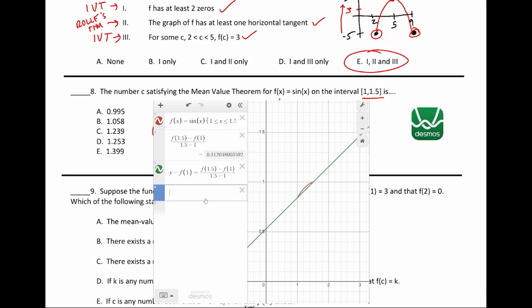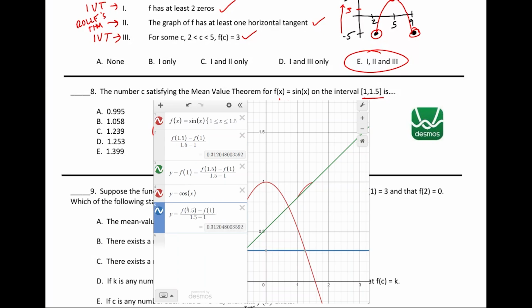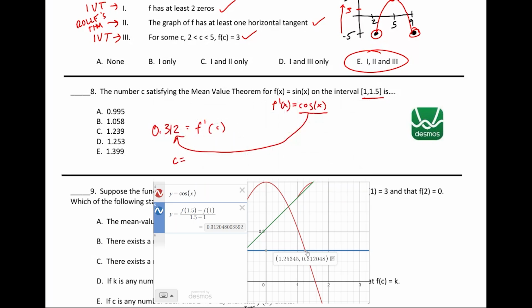All right, so let's go back to Desmos. We want to know, when is cosine of x equal to 0.312? And actually, instead of typing this out, I'm going to use this value up here and just say y equals that, so I have the exact value. And so those are going to be equal right here. Okay, so at about 1.25345, the c value is going to be at 1.253 roughly.